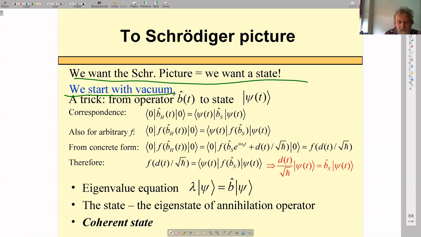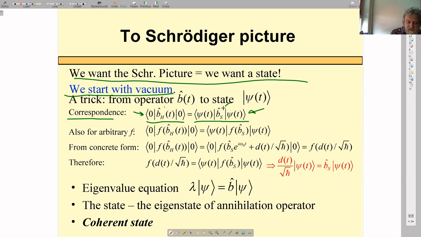And then we will use the correspondence between operators in the Heisenberg picture and operators in the Schrödinger picture. So again, two pictures, they correspond to two alternative representations. In the Heisenberg representation, the state does not change, it remains vacuum. While in the Schrödinger picture, it does change, and we want to determine this state. Right, and this is the operator in the Heisenberg picture, this is in the Schrödinger picture.